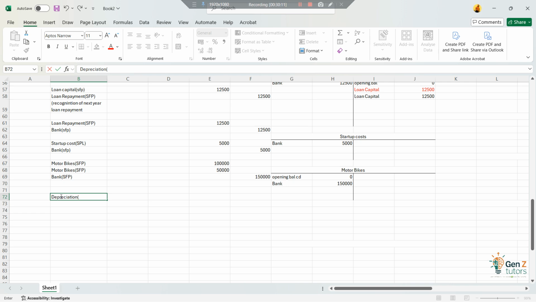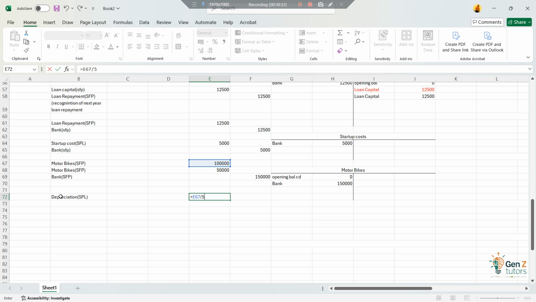And then, since we're already talking about motorbikes, we go and complete this transaction over here, that we've actually paid for motorbikes. For how much did we pay for motorbikes? 150,000. Then we are done over there.